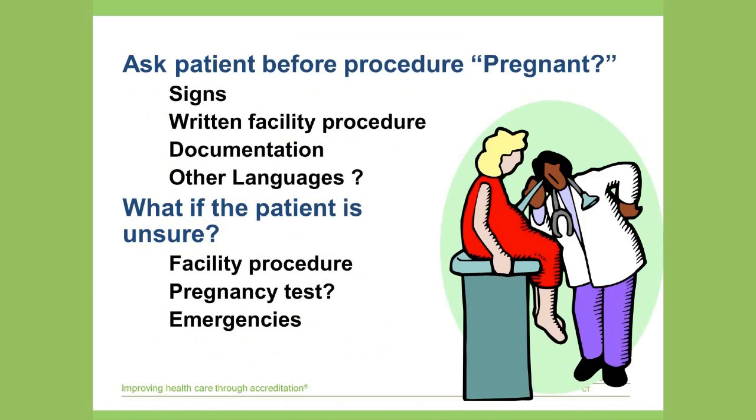Now, what about patient pregnancy? You should always ask a patient before a procedure, are you pregnant or might you be pregnant? So look for signs, post signs rather, that say if you're pregnant, notify the technologist. You should have a facility procedure written for how you're going to deal with pregnant patients. You should document what you did for a pregnant patient and make sure that it's posted in other languages like the signs. And also in your policy, what you're going to do if the patient's unsure.